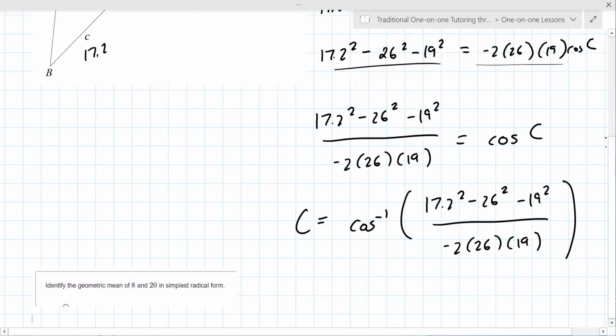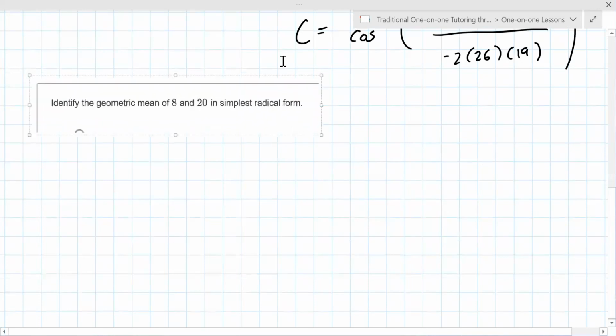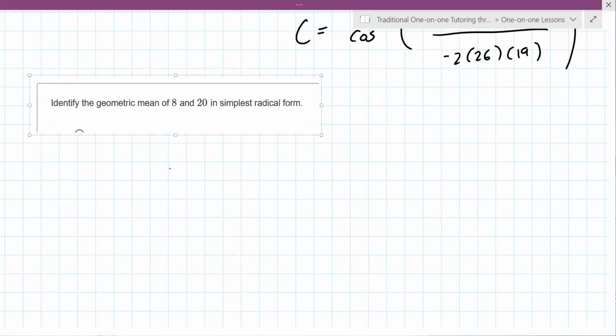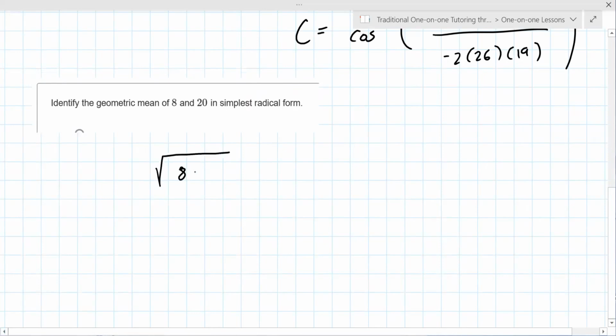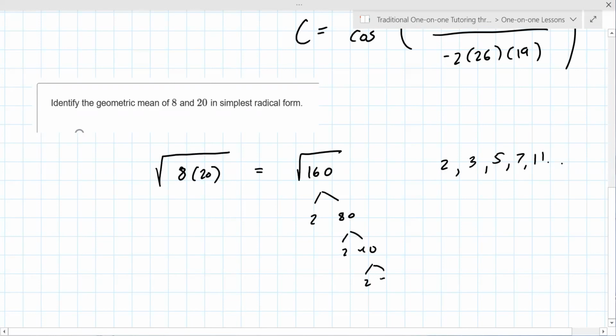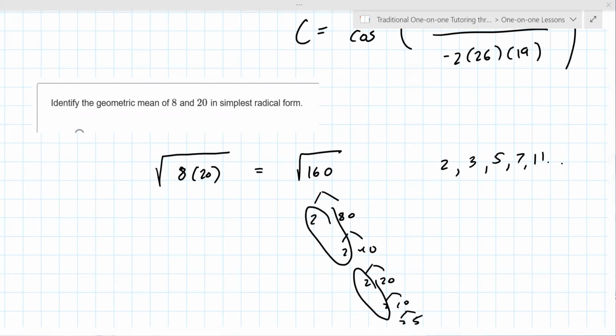All right, so again, we've done all these. This is just review. This one says to find the geometric mean of 8 and 20. So that's the square root of 8 times 20, which is the square root of 160. Now, do you remember how to break this apart? Yes. So there's prime numbers, 2, 3, 5, 7, 11, and so on. This is 2 and 80, 2 and 40, 2 and 20, 2 and 10, 2 and 5. So for each pair, you bring a number out. Yep. So it's 4 square root of 10. That's perfect. You got it.